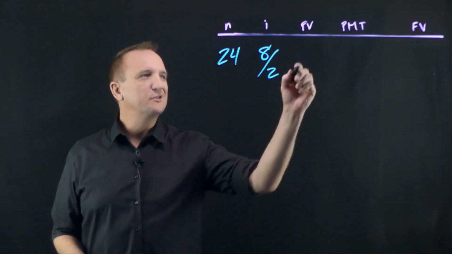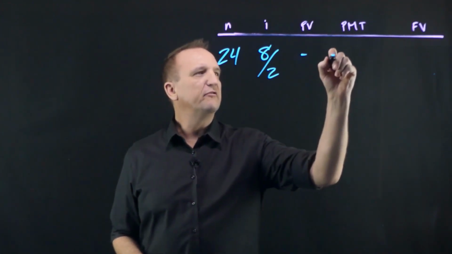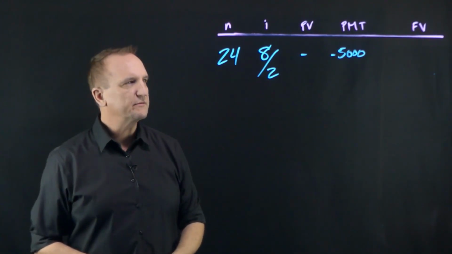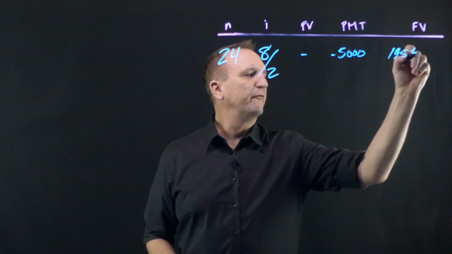There's no mention of any initial deposit, so we're starting out with a zero balance. They're going to put in $5,000, and then at the end of the 24 periods, if we put that into our calculator, we're going to get $195,413.